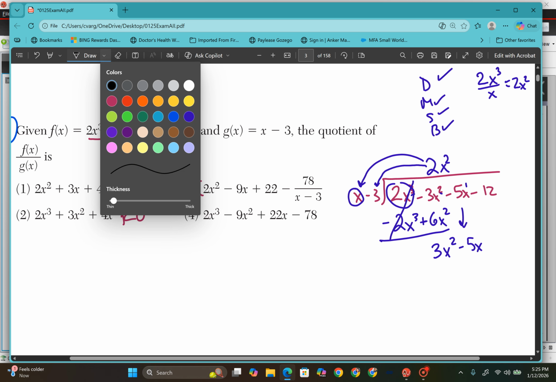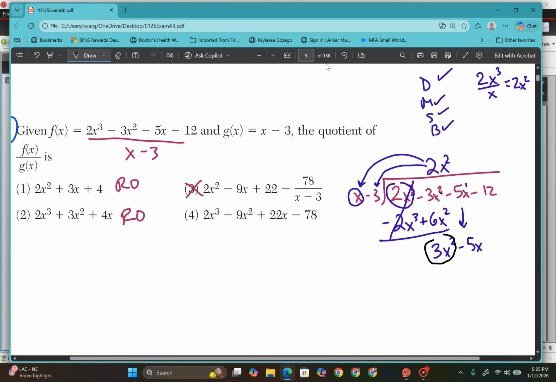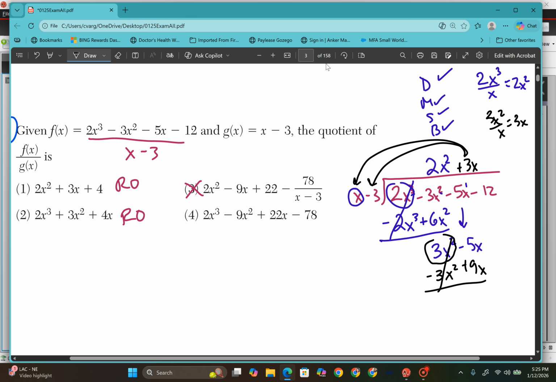So now we just brought down, and now we're going to switch to the next number, okay? So now we have to see how many times x goes into 3x squared. So 3x squared divided by x. So this is going to be positive 3x. Cool. So now I'm going to do the same thing that I did before. 3x times x is 3x squared. Cool. Switch the sign. 3x times negative 3 is negative 9x. Switch the sign. This cancels out. Okay. This is 4x. Then we bring down the negative 12. All right, we're almost done.